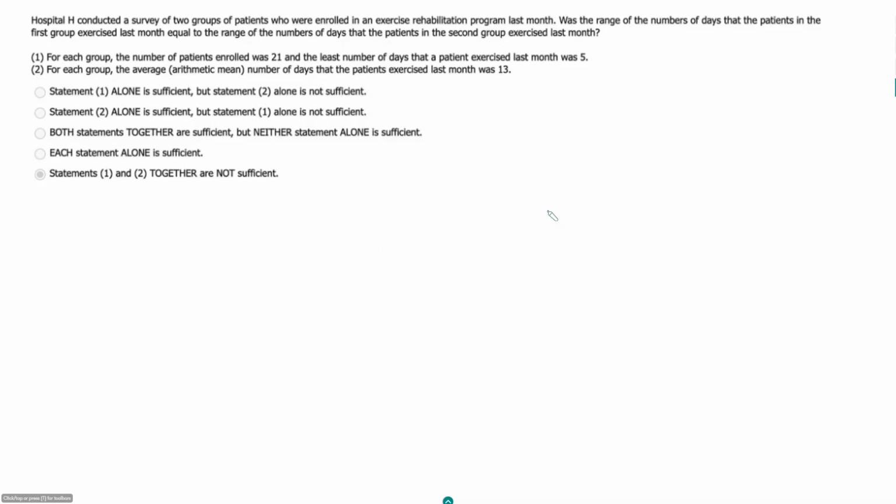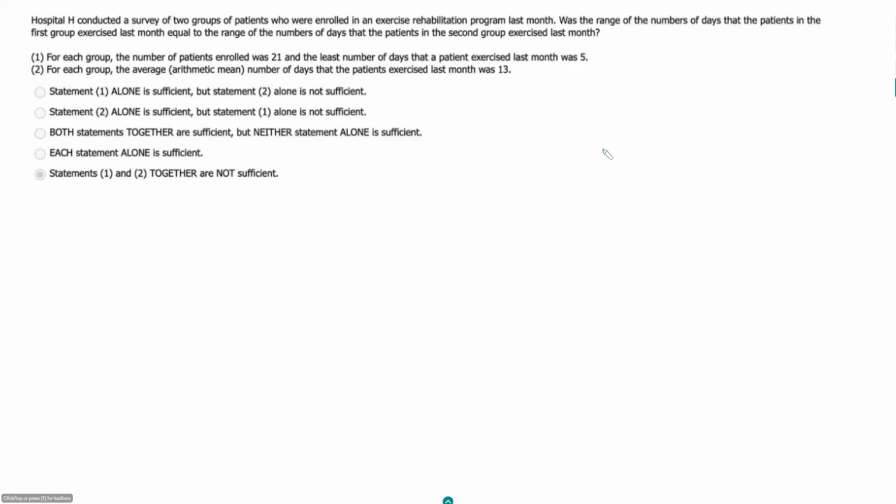Hospital H conducted a survey of 2 groups of patients who were enrolled in an exercise rehabilitation program last month. Was the range of the numbers of days that the patients in the first group exercised last month equal to the range of the numbers of days that the patients in the second group exercised last month?